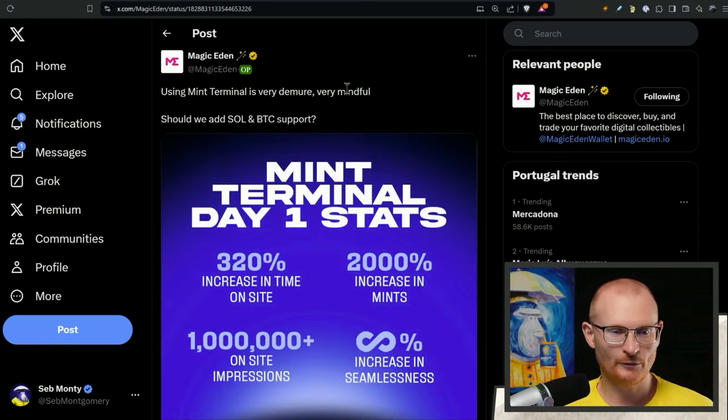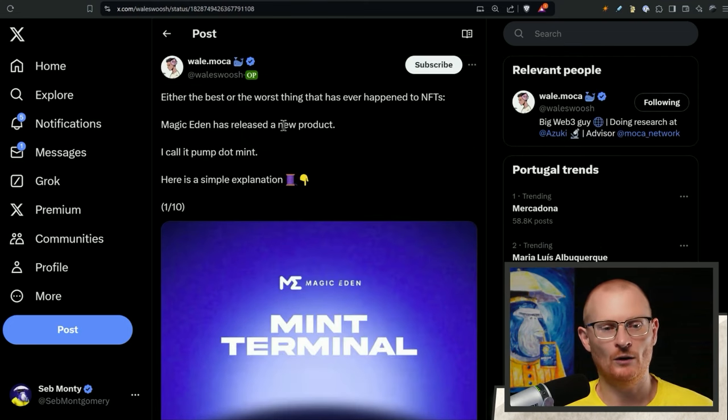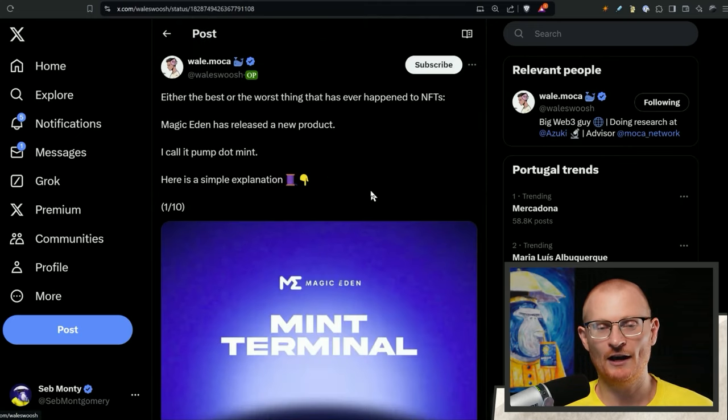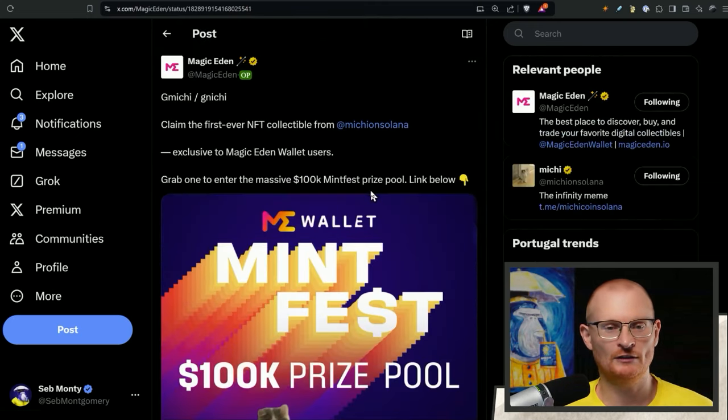Magic Eden's mint terminal was doing very well. It's basically like pump.fun for NFTs, as I mentioned yesterday. Should we add SOL and BTC support? Maybe. Either way, this could be something that could help bring back NFTs. Who knows? But whale.mocha says this: I call it pump.mint, and it's either the best or the worst thing that's ever happened to NFTs. You can read through this here, but I have no idea how it's going to play out, but it's a new feature. It's kind of cool.